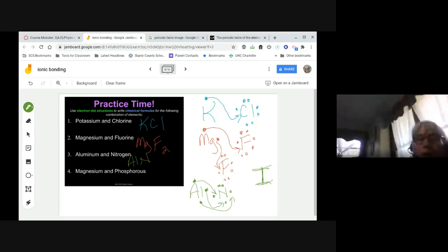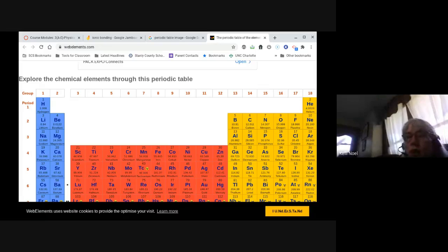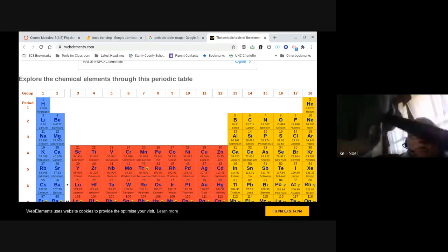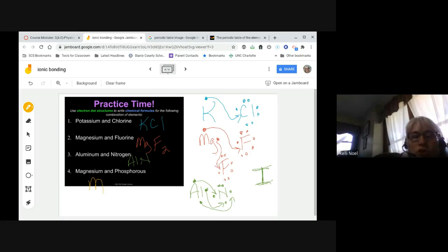All right, phosphorus. Let me go double check phosphorus real quick. Phosphorus is also like nitrogen. It is in group 5. So I'm going to pull another color. I guess I'm going to do yellow. I don't know how well that's going to show up. All right, so I'm going to do magnesium, Mg. I know that it's 2 from where I've used it a while ago. Phosphorus is 5.